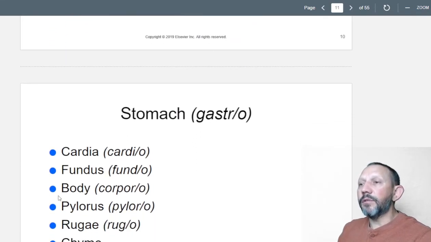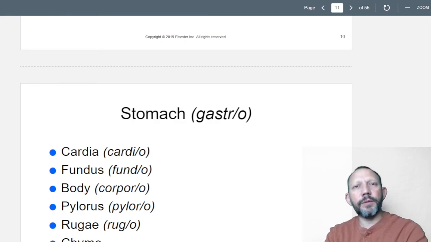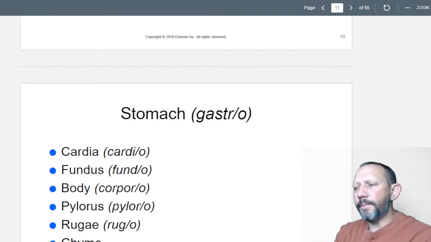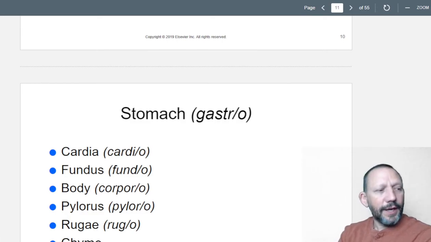Next thing we have is the stomach: cardia, the top part, the fundus, the main part of the body. Pylorus is the end, the rugae, and the chyme. So the stomach, I did other videos on the gastrointestinal system. You can look those up on the same playlist. You can get the playlist and look up the gastrointestinal system. I'm pretty sure I did one on there, but you can look up also the rugae.